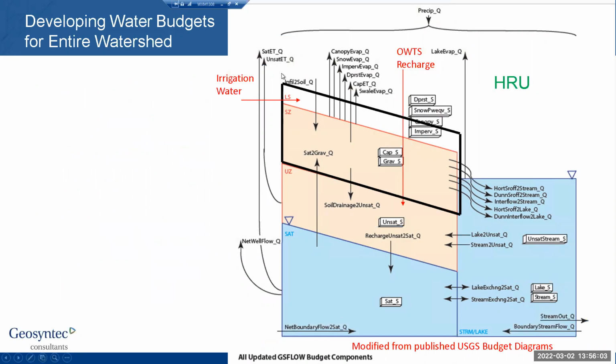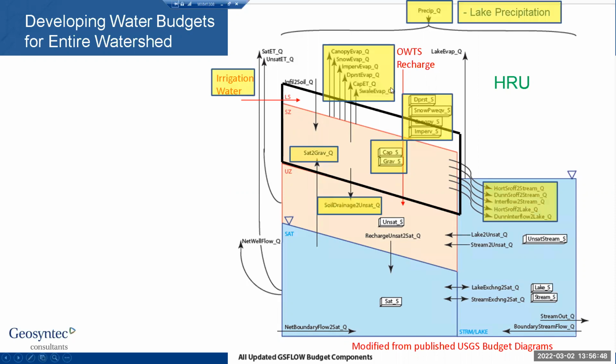We can also look at HRUs, which is basically the soil zone plus the land surface processes. That's HRUs throughout the entire model, except for the lake HRUs, just the land HRUs. We already calculated the ODS recharge by looking at the soil zone, and the irrigation water by looking at the entire watershed. Now we're going to look at HRUs and make sure that we have a good mass balance here, and there are no other missing water components at this point.